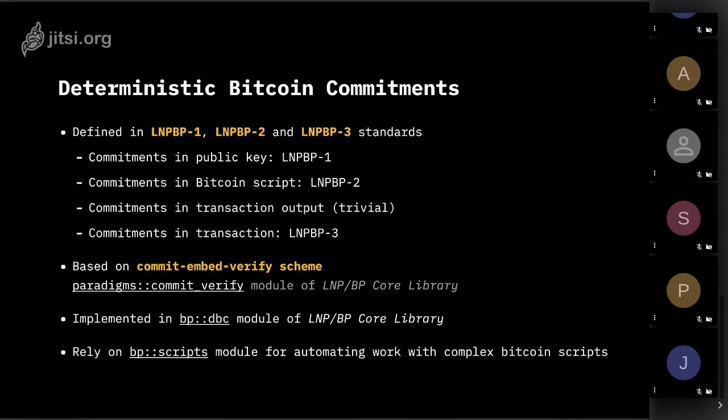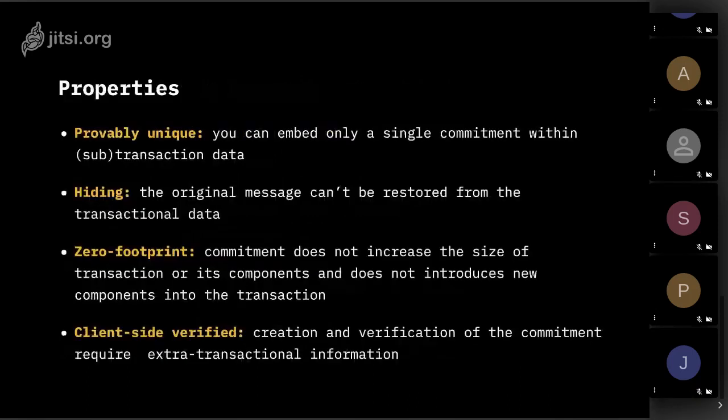You can look into this module. There are a lot of document comments inside the code, so you can understand it better. The actual commitments are implemented in the BP-DBC module, again with the comments, and they rely on the Bitcoin scripts module for automating quite a complex workflow with Bitcoin scripts, parsing them and so forth. I will be covering this on the next slides inside this section. So I just described the title slide, which is basically what it means to be provably unique, hiding, zero footprint, and client-side verified.